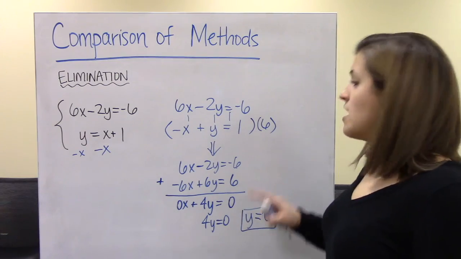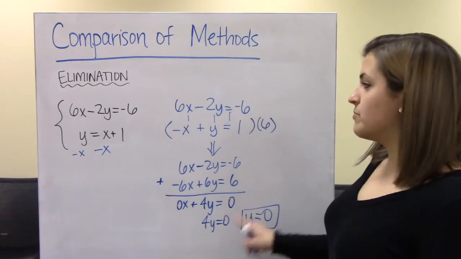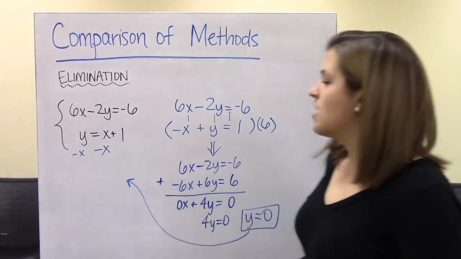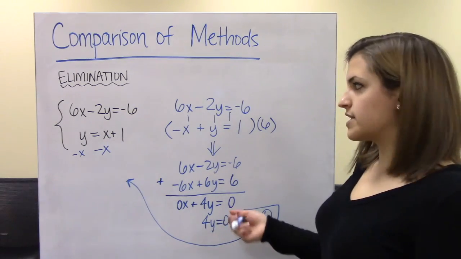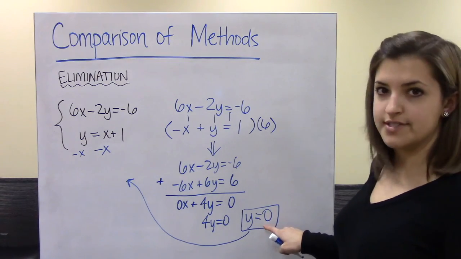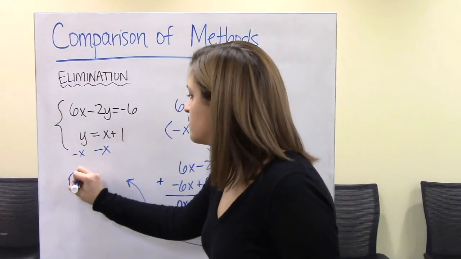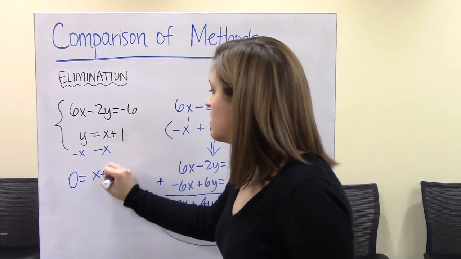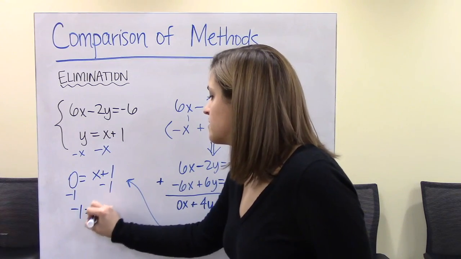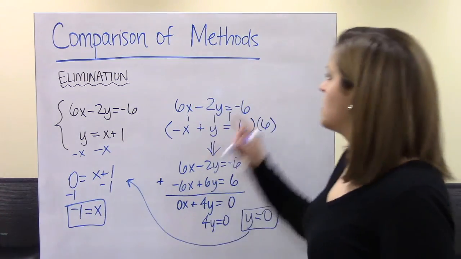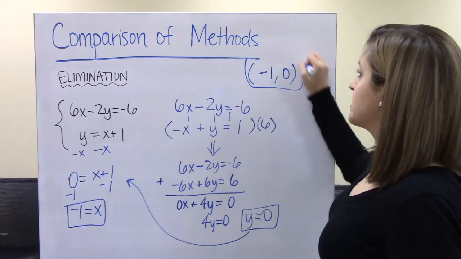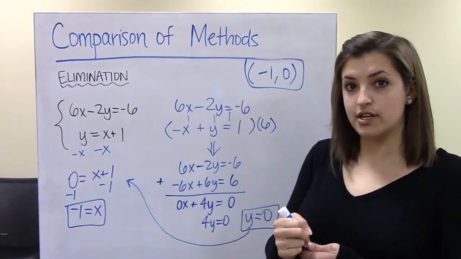So y equals 0. Now, much like before, I can use this and plug it into one of my equations to solve for x. So I'll bring this over here, and I can use whichever equation I want. I'm just going to use the second one. So every time I see a y, I'm going to plug in 0. So 0 equals x plus 1. Subtract 1 from both sides because now I'm solving for x. So I get that x equals negative 1. Negative 1 equals x. And that means my solution is negative 1, 0, which is perfect because that's what we got by graphing and substitution as well.